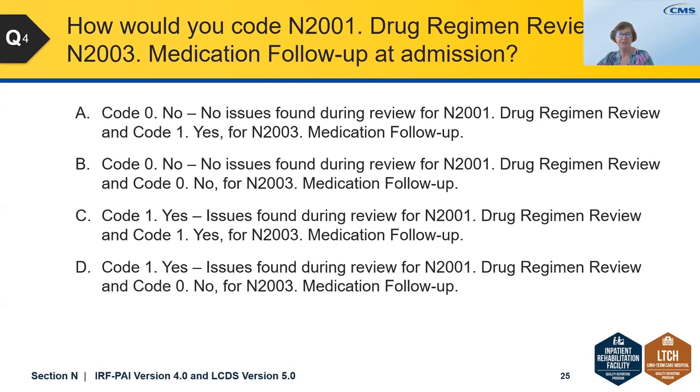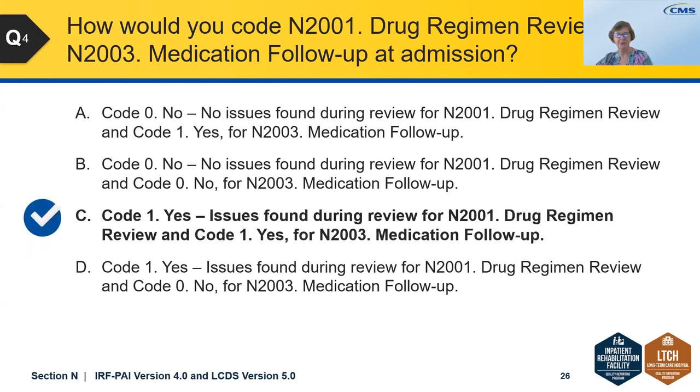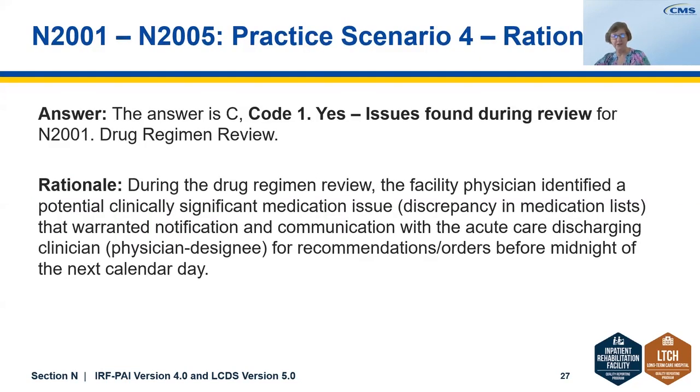I'll give you a few minutes to decide. You can close now. And so the correct answer is C, and 92% of you got the right answer. So it was C. You would code yes, issues were found during the drug regimen review for N2001. Let's look at the rationale.